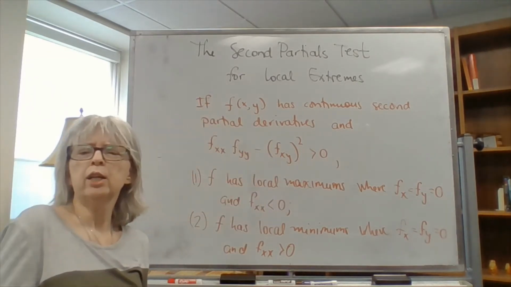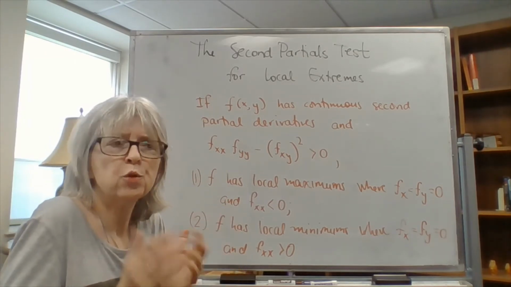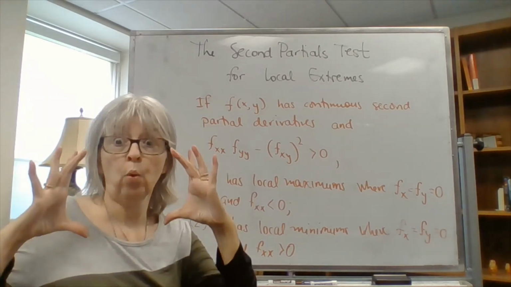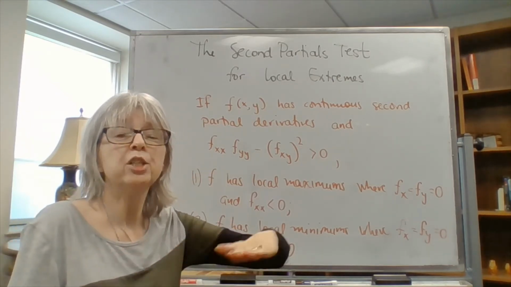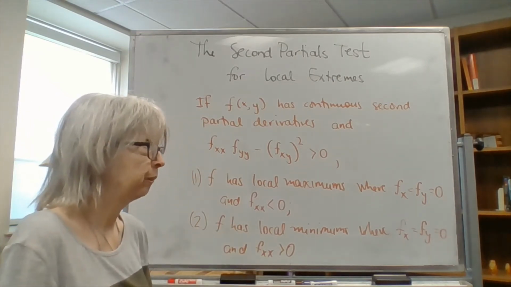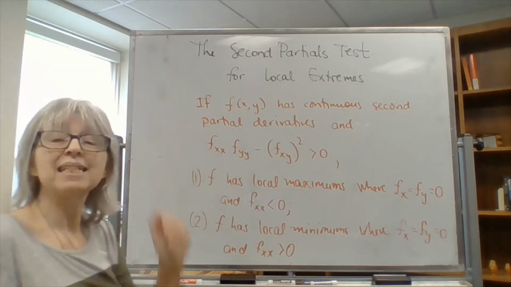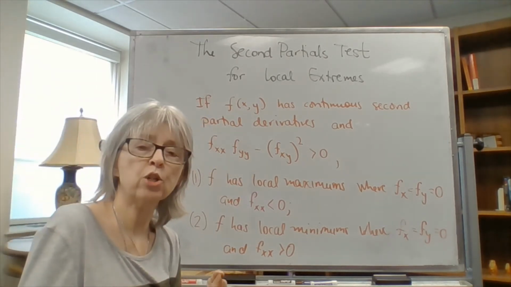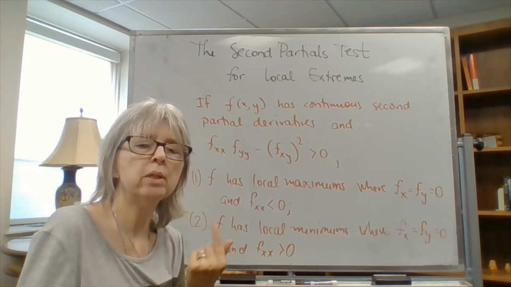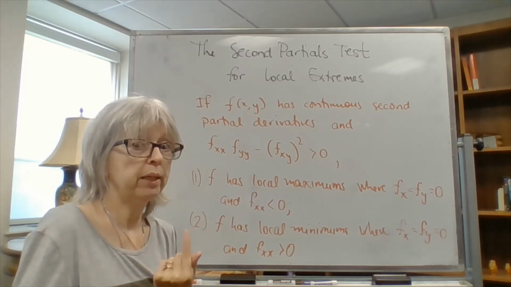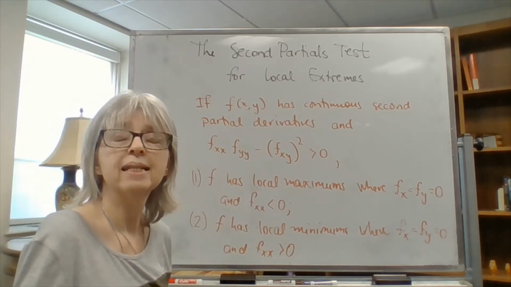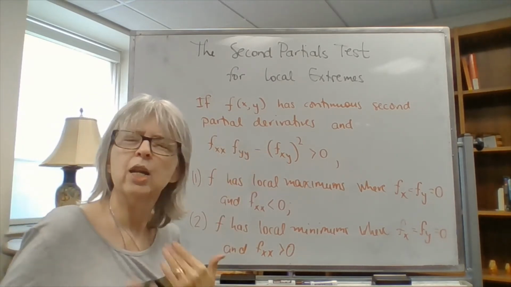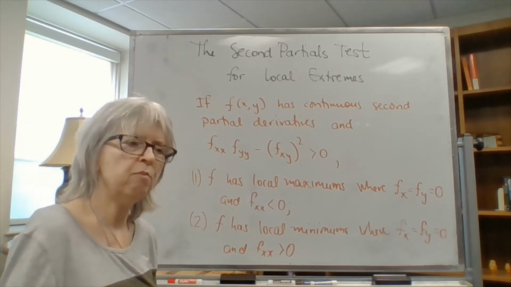In Calc 1, you had critical numbers, critical values. Now we really have critical points because they're going to be x comma y's, points in the domain of the function. As long as my function has continuous second partials around critical points, then I can do something called the second partials test.